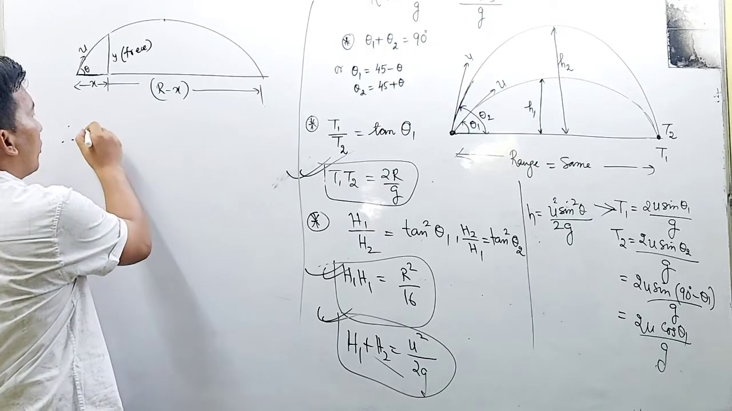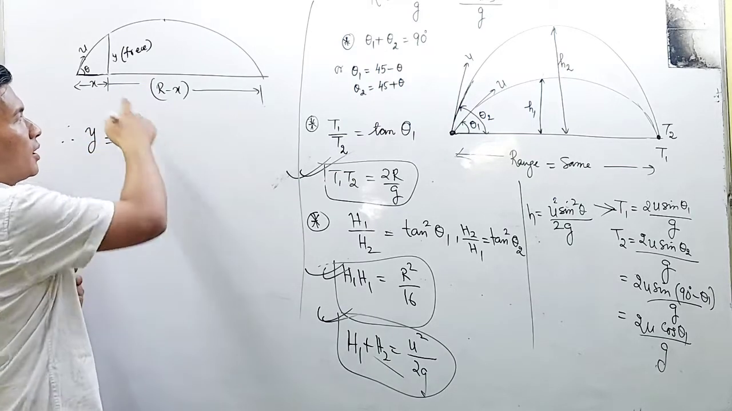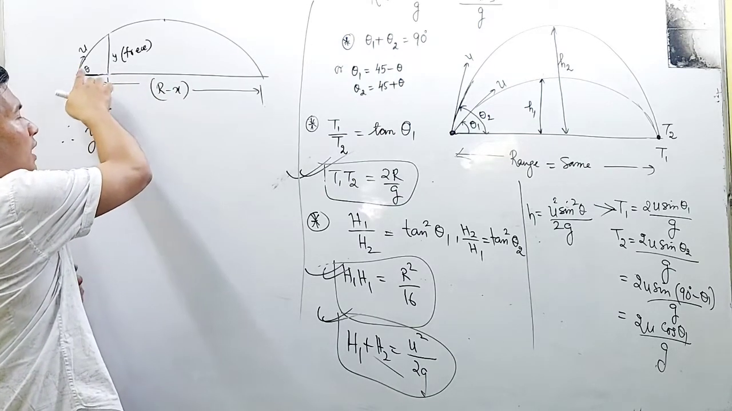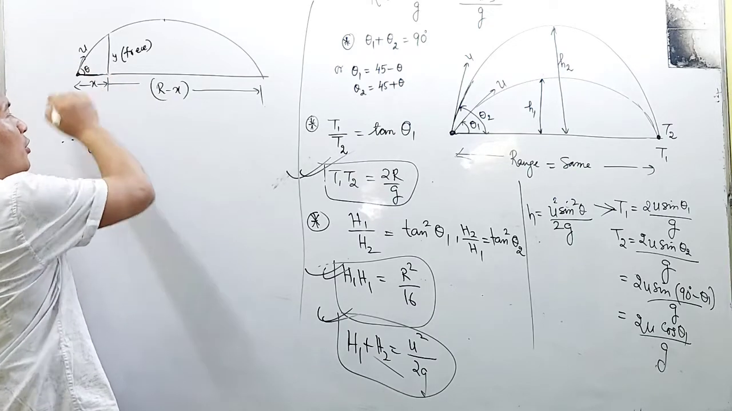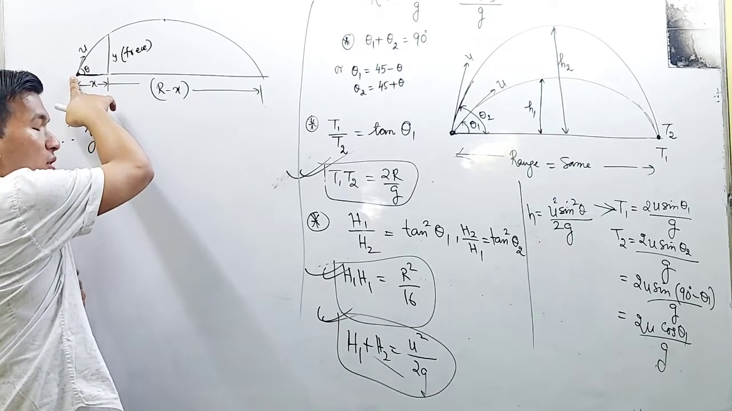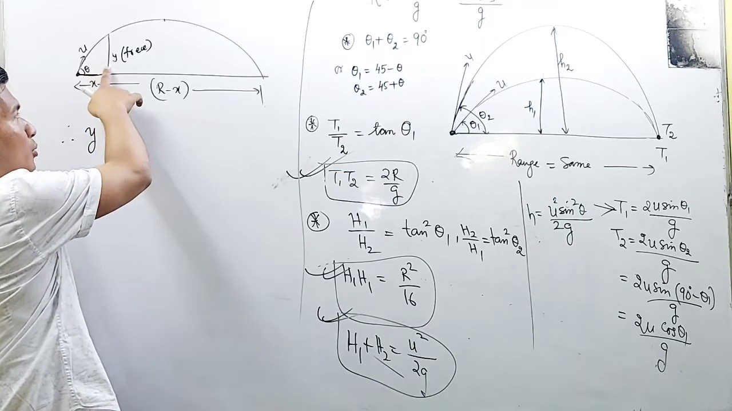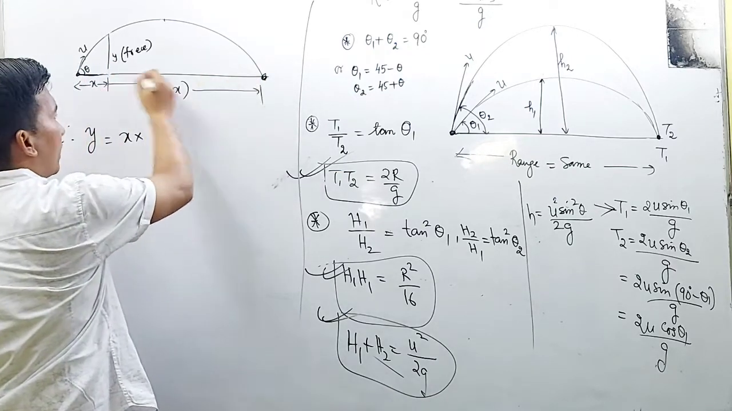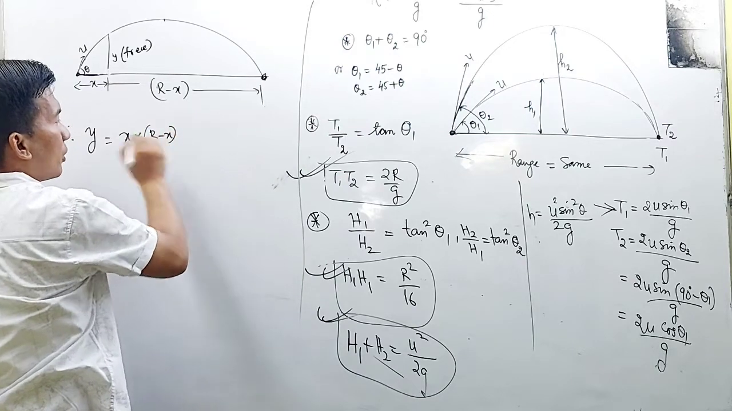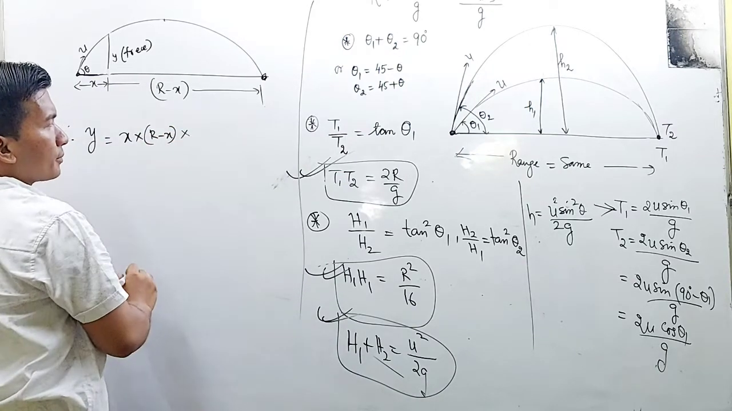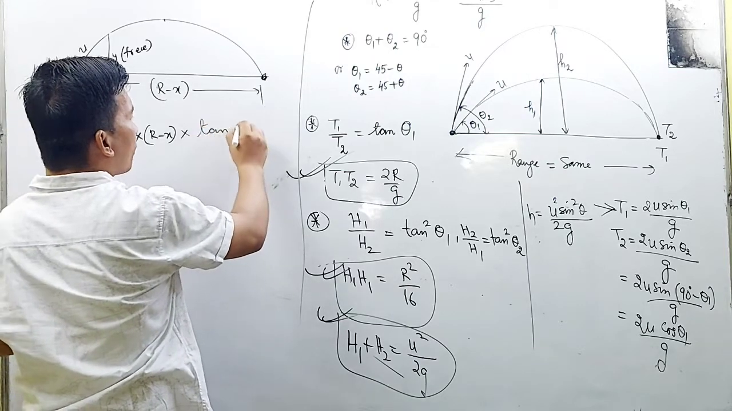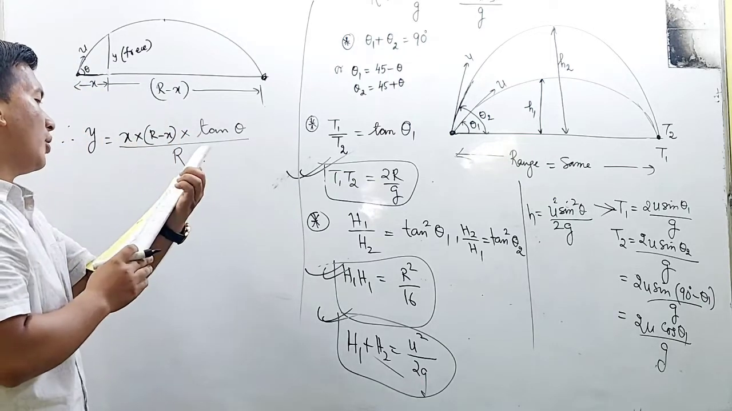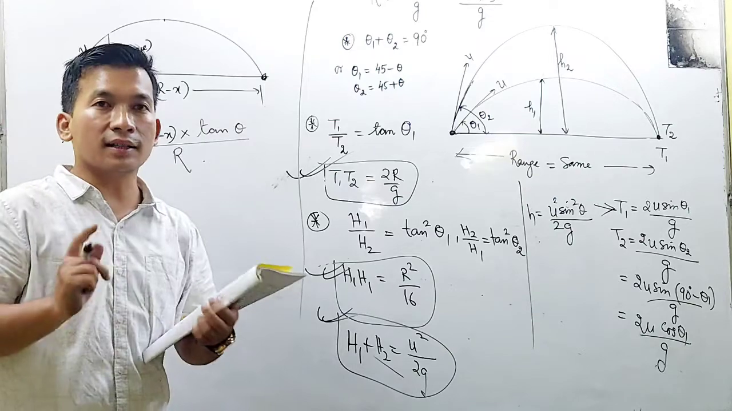The height of the tree will be equal to the product of two distances: the distance of the point of projection from the building, x, multiplied by the distance of the striking point from the building, R minus x, into tan of the angle of projection theta, divided by the range R. This is written in your formula number 6b.